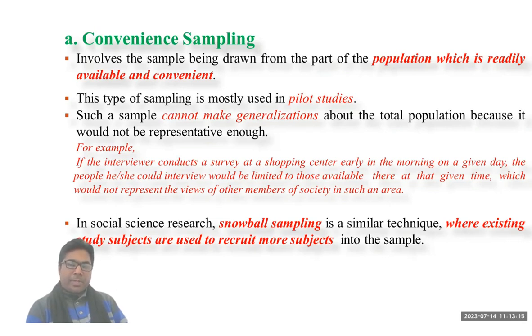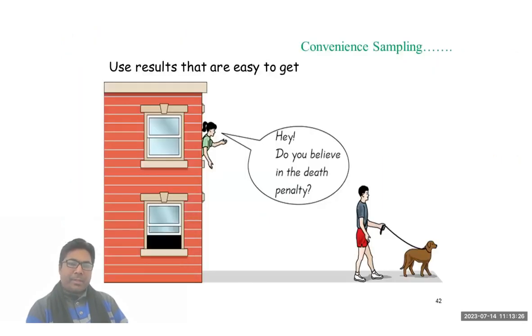So the first respondent is helping you to find the other respondent. So this continues as long as you reach a point of saturation. So that was convenience. So see how convenient it is. You can see the image here.